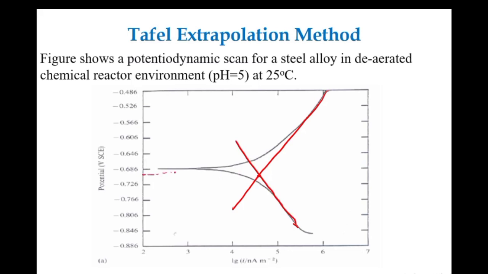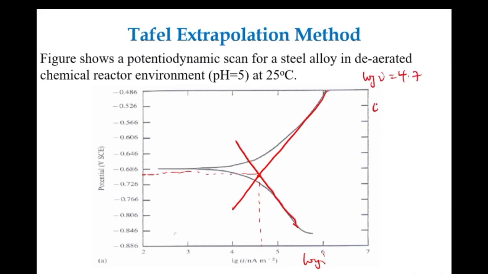So when you trace, this becomes our E corr, and here becomes our I corr. But note here, this is in log I. So the value that you get here is log I, and then you find the antilog of it, and you get the answer. For example, let's assume that the value here is 4.7. So we had our log I is equal to 4.7.